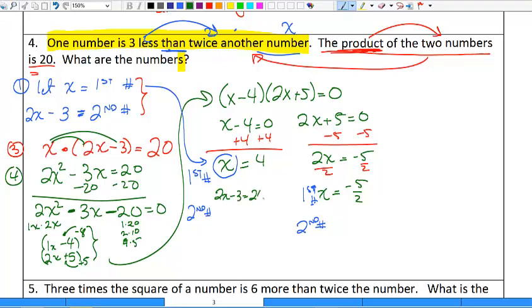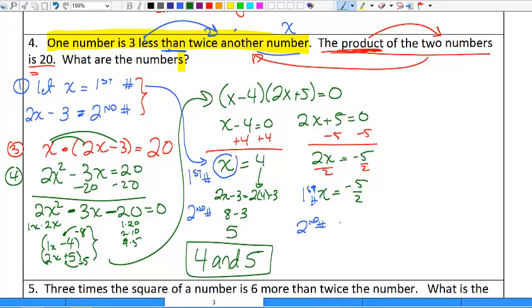But I know what my x is, don't I? I'm going to stick in 4. So 2 times 4 is 8, and 8 minus 3, my second number should be 5. So 4 and its corresponding second number, 5, should possibly be an answer.